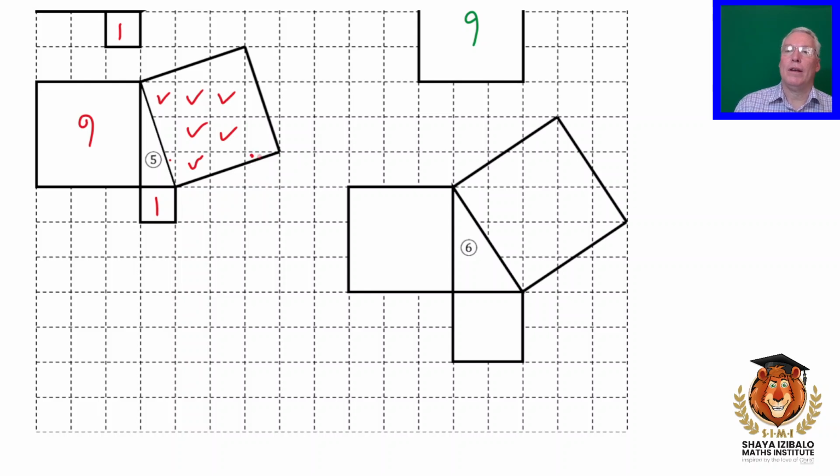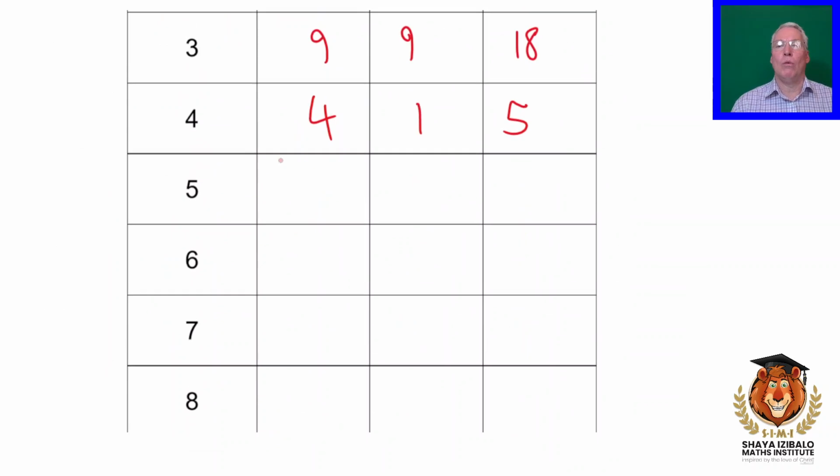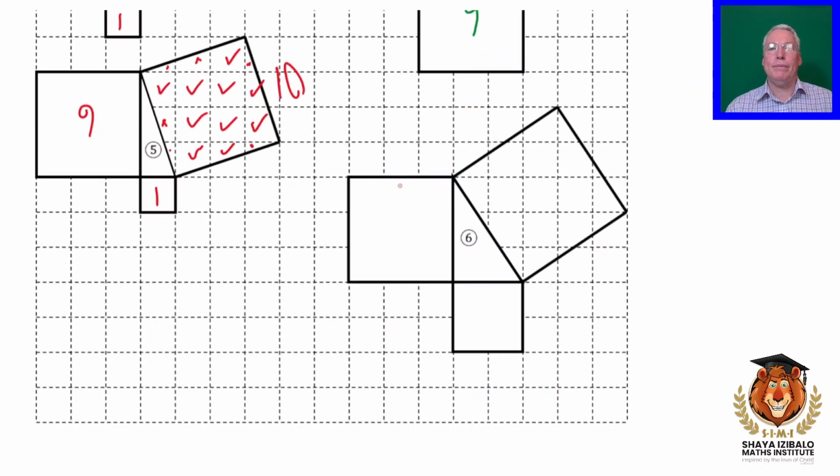This piece and this little piece are going to make 1. And this piece and this little piece are going to make 1. Now I think this one and this one are going to make another 1, and this one and this one are going to make another 1. 1, 2, 3, 4, 5, 6, 7, 8, 9, 10. Okay, let's write that down. 1, 9, and 10.